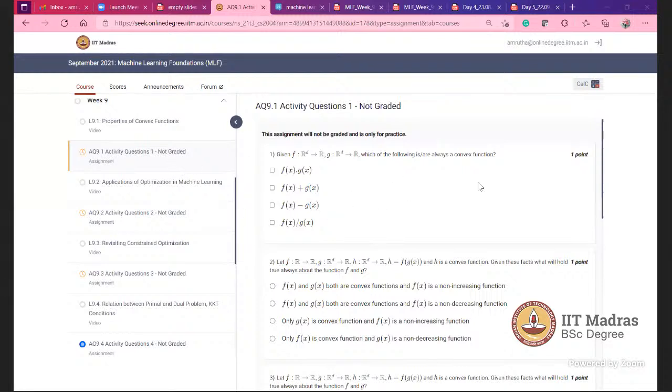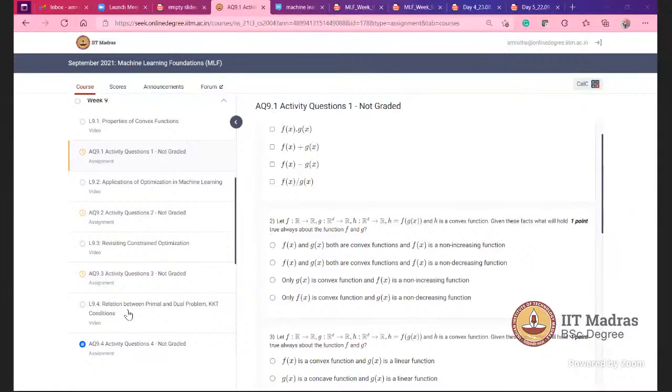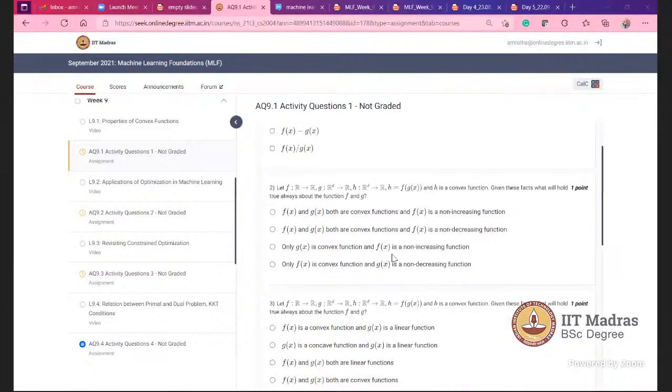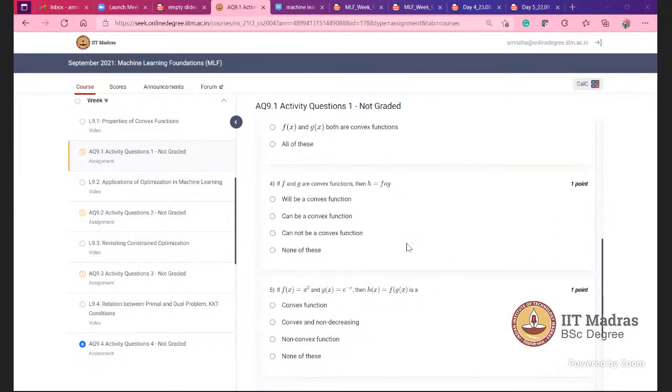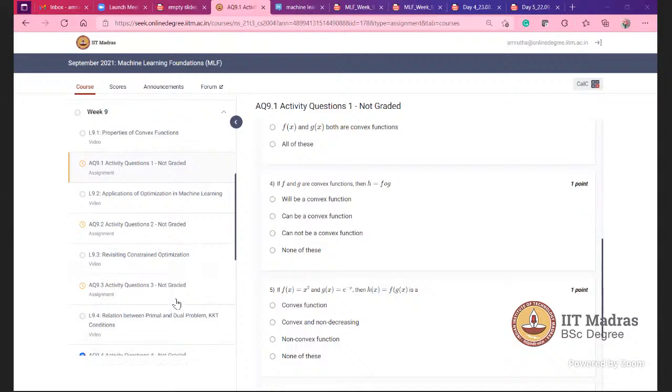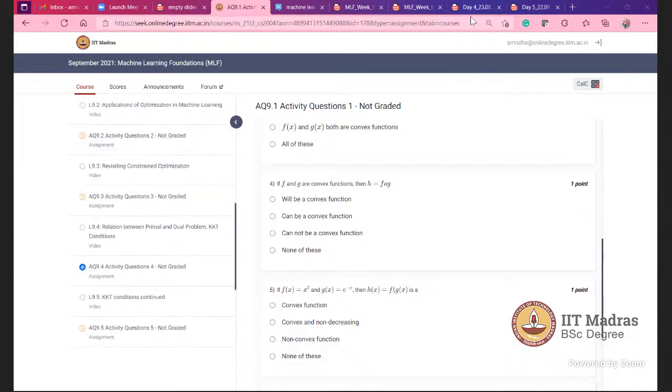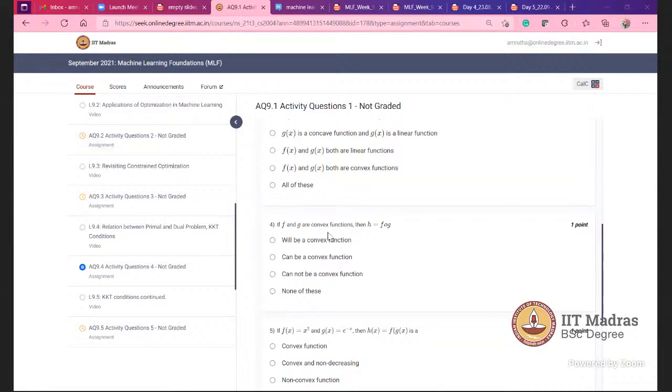So these are our activity questions. In the first part, do you have any doubts related to convexity and the composition of convex functions? The fourth one was a tricky thing, right? Basically G has to be strictly increasing. Yes, that's the correct answer.